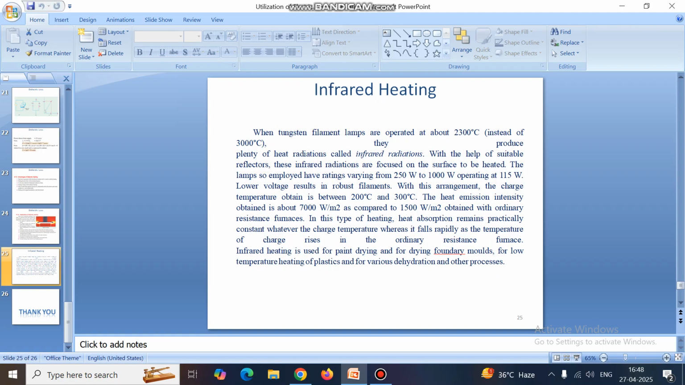Now the final topic is infrared heating. In infrared heating, a temperature of 2300 degrees centigrade is utilized, and here only 115 watts has been utilized to build such a heating temperature, and it is widely used in foundries for drying of metal.